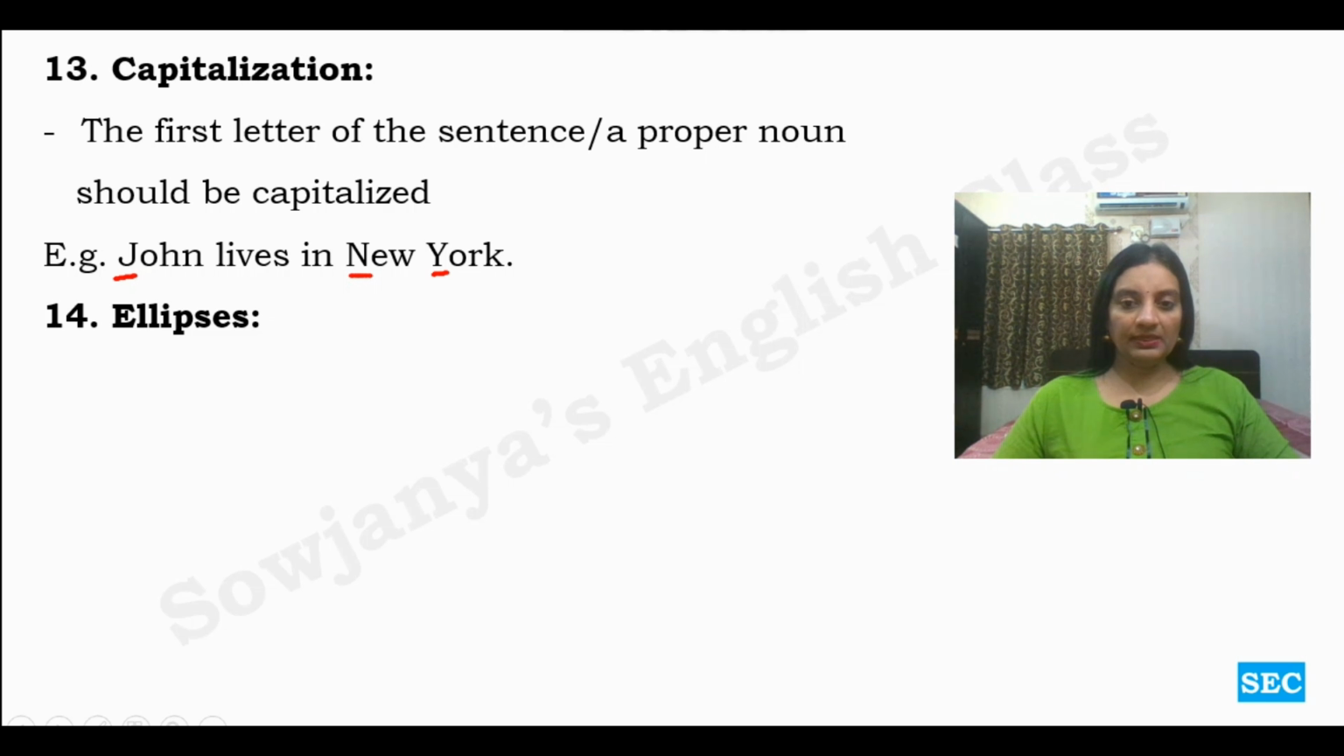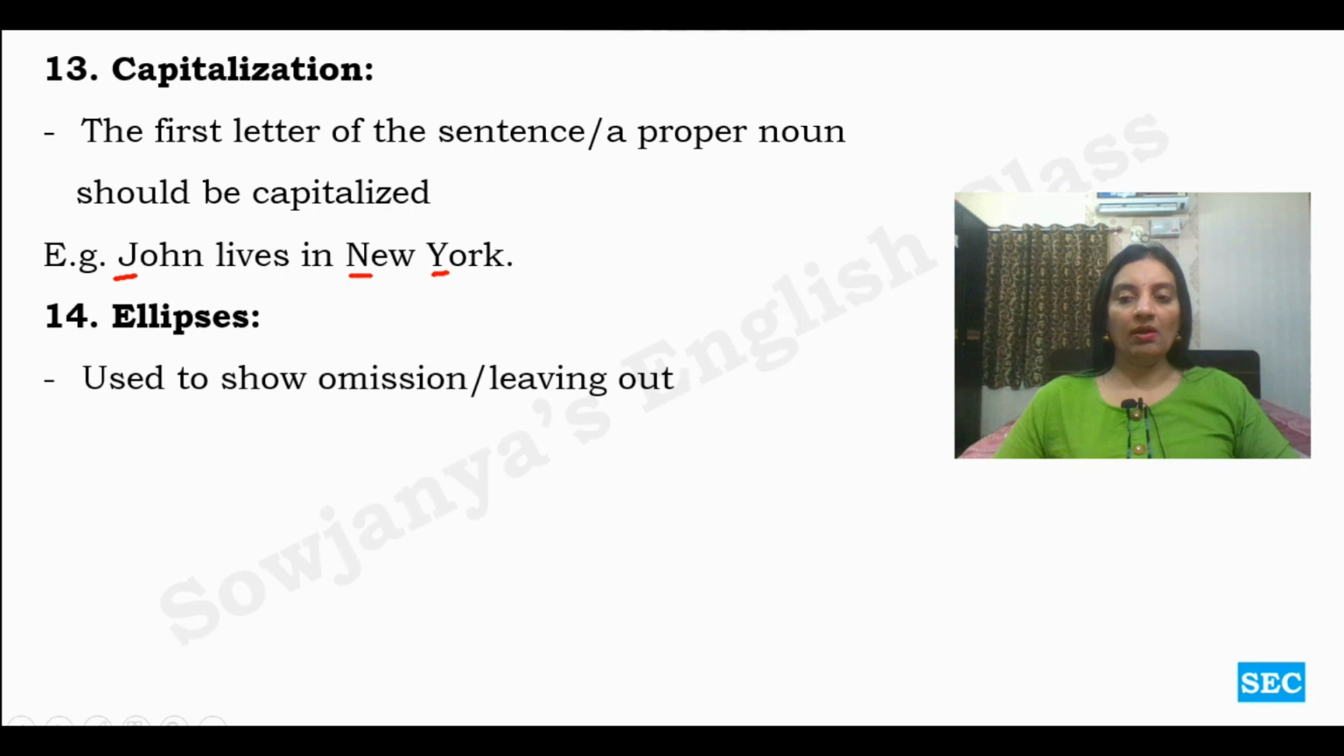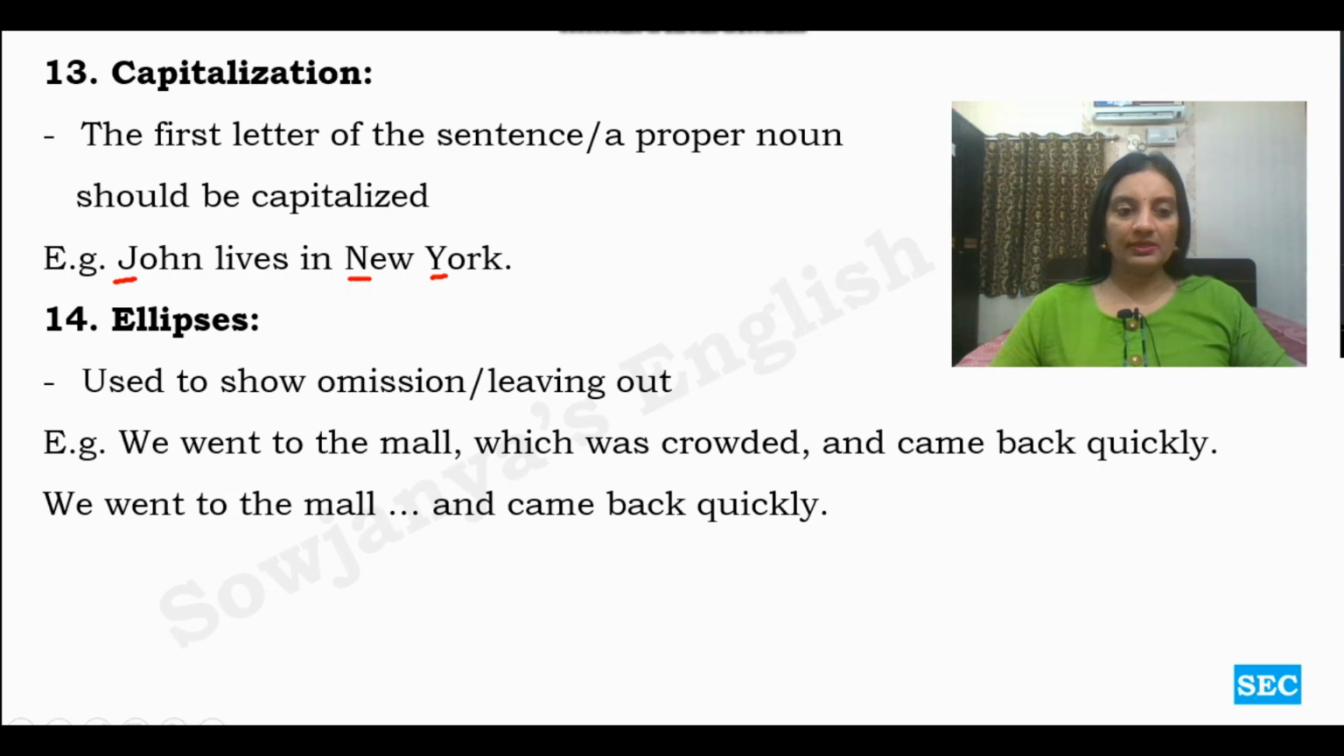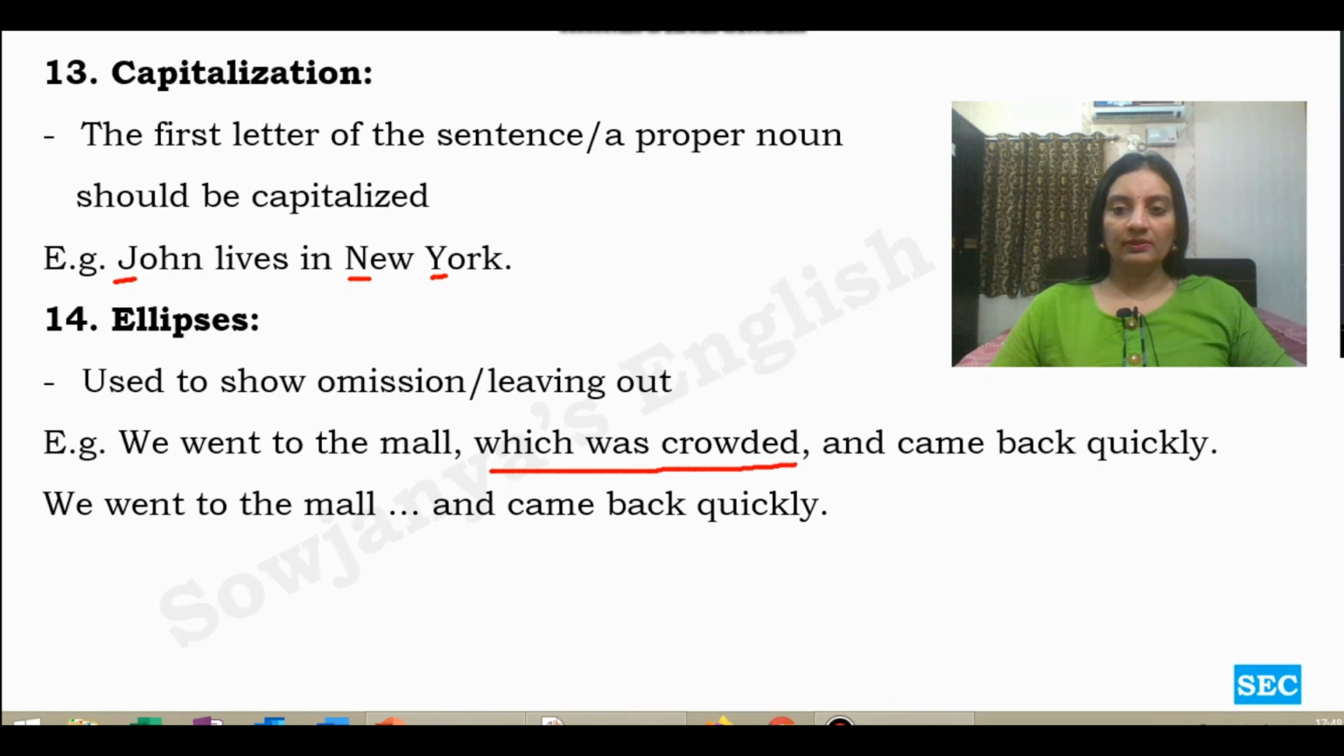A single one is an ellipsis. Okay. Those 3 dots, if you remember, ellipsis, and plural, ellipses. They are used to show omission, or leaving out a part. So this is a sentence here: We went to the mall which was crowded and came back quickly. Let us see how to use ellipsis. We went to the mall, and this part is omitted, which was crowded. This non-essential relative clause, which was crowded, is omitted with the help of these ellipses.